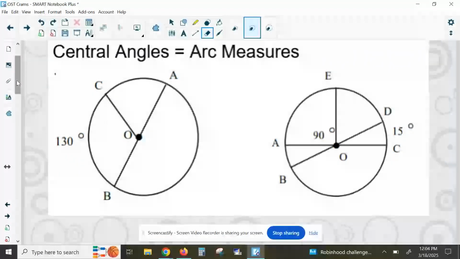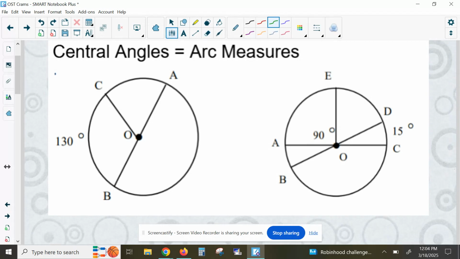So central angles are angles that have the vertex in the center. So this is vertex in the center. Now I know this picture is a little bit wonky, but it's supposed to be in the center. So let's pretend like he's in the center. That means this green angle is a central angle. Also, this orange angle is a central angle. Those are both central angles because the vertex is in the center, if the picture was pretty.